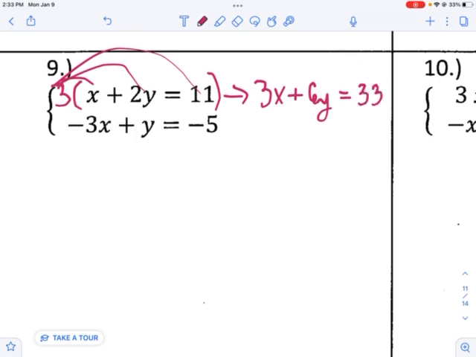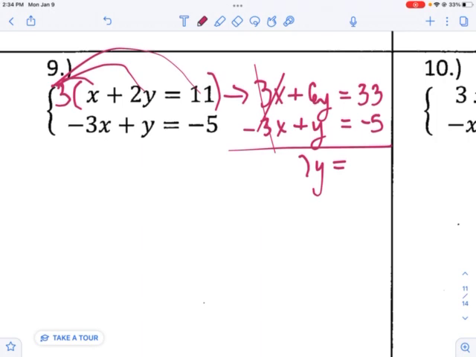And there we go. So we have them eliminated. 6y plus y is 7y. And then I have 33 minus 5 is 28. Divide both sides by 7. y is equal to 4.